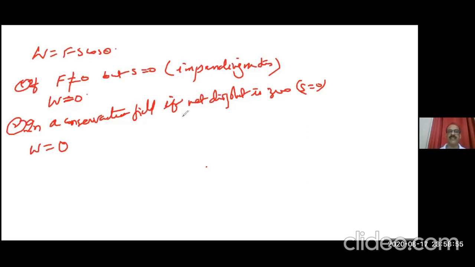In a conservative field, if net displacement is 0, work done is 0. Example, an object is thrown upward to a height and comes back to its initial position. Net displacement is 0.